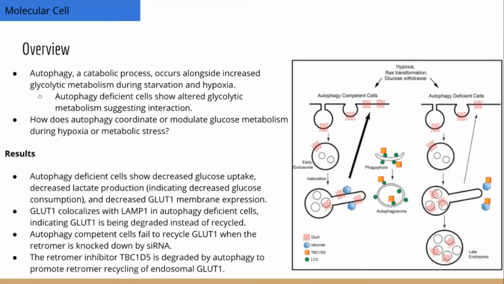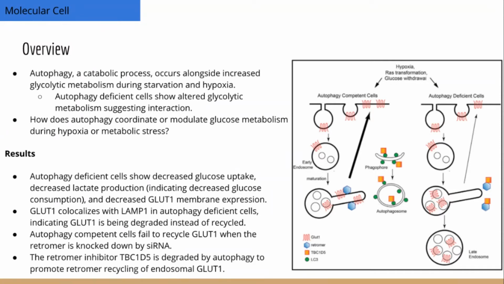Then they noticed that in normal autophagy competent cells, the retromer is normally needed to recycle GLUT1 to the plasma membrane. And when the retromer was knocked down in these normal autophagy competent cells, they observed a phenotype that was extremely similar to what they observed in the autophagy deficient cells. And this indicates that the retromer is critical for GLUT1 recycling back to the membrane, which is a finding that's actually substantiated by previous research as well.